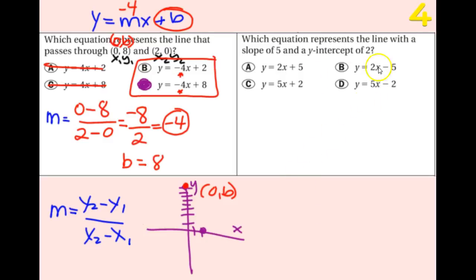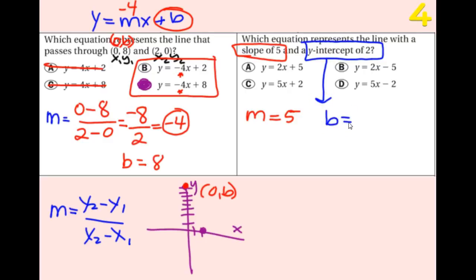The second one is a little bit easier. It says which equation represents the line with a slope of 5. Okay, I know slope is really the letter m, so m is 5. You could write that in the box to show some work that you know what you're doing. And a y-intercept of 2. Well, I know y-intercepts stand for b, so we begin on our graph at 2. It just so happens that all of these equations are written in the form y equals mx plus b. They're solved for y. So which one matches?